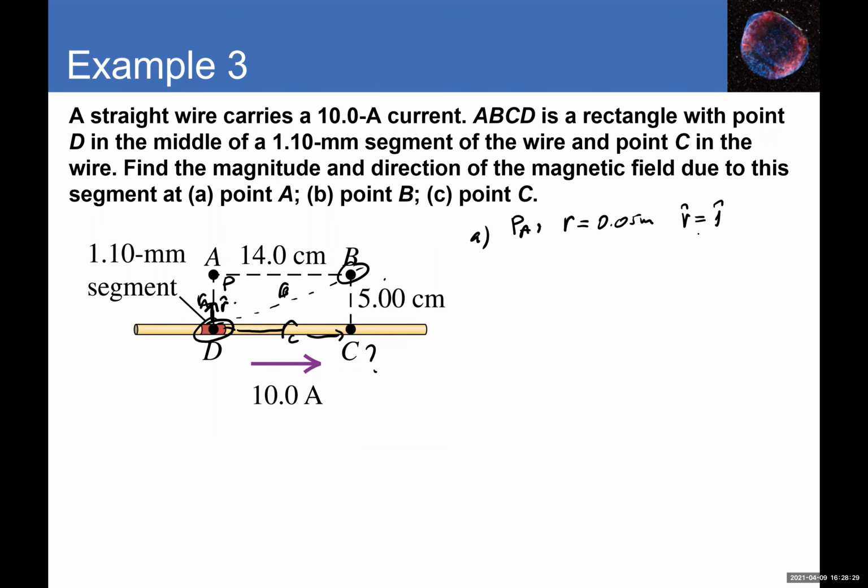Since I'm already given the current value and the segment length, I can say dB equals mu naught over 4 pi times I times ds cross R hat over R squared. Let me put ds as a vector first: ds equals ds times i hat, because the length is 1.1 millimeter and the direction is pointing along i hat. So that's my ds.